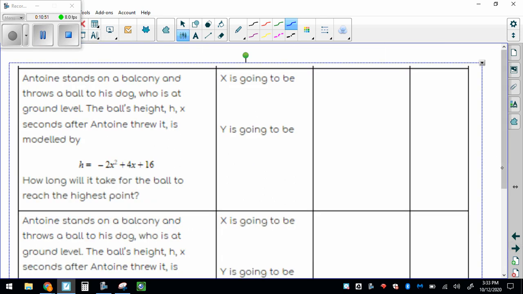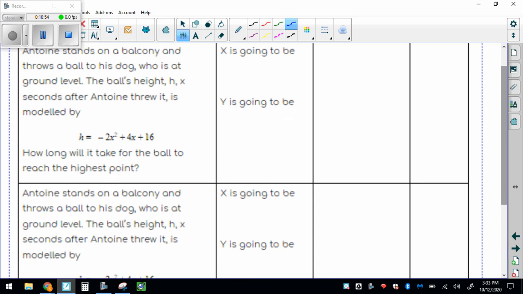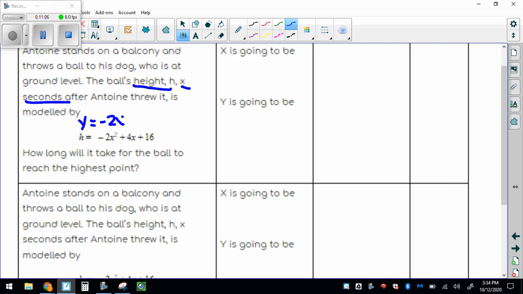All right, so let's talk about the last 2 then. So same idea. It's the same setup, different question, right? So the ball's height, 8 x seconds. So if I rewrite my equation, I need it to be y equals negative 2x squared plus 4x plus 16. So y is replacing the h, which is the height. And then x is replacing x, which is always nice when that happens, and that's being measured in seconds. So it's my time.